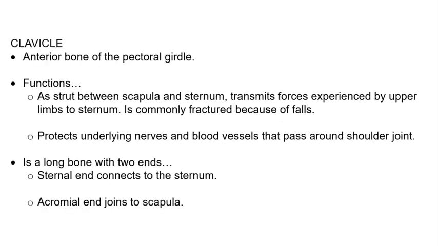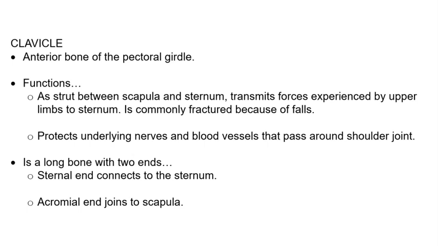The clavicle is the anterior bone of the pectoral girdle. It functions as a strut or a brace between the scapula and the sternum, transmitting the forces that are experienced by the upper limbs to the sternum. Because of this function, the clavicle is commonly fractured during falls, as our first response to falling is to extend our upper limbs in order to break the fall. The force of that fall is then transmitted up to the clavicle.